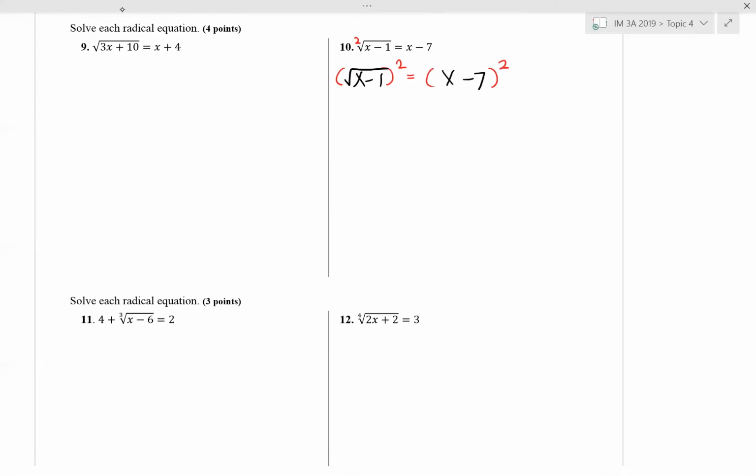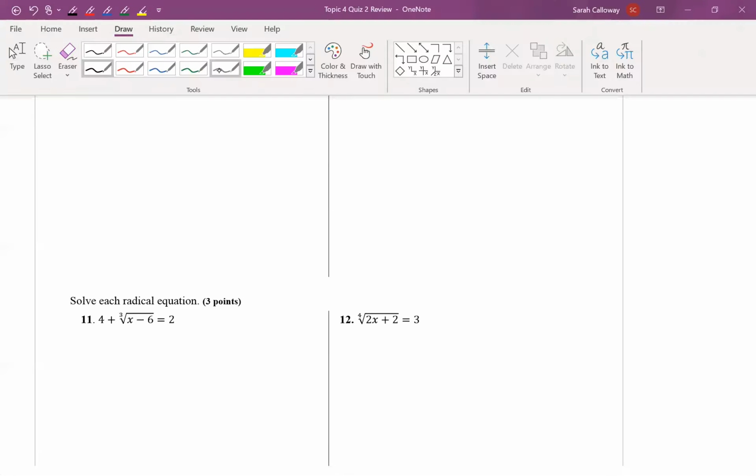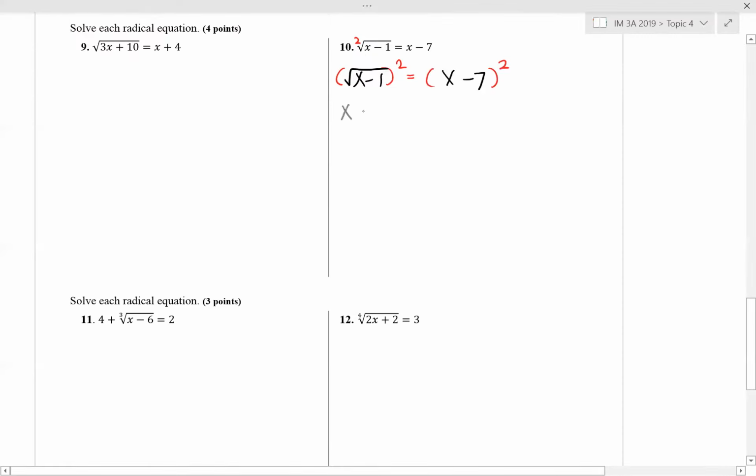What we do on the left-hand side is easy. It just cancels out our radical. So this is x minus 1. Remember, on the right-hand side, though, it's more complicated. When I'm squaring a binomial, I'm multiplying it times itself. So that means that I'm taking x minus 7 and multiplying it times x minus 7.